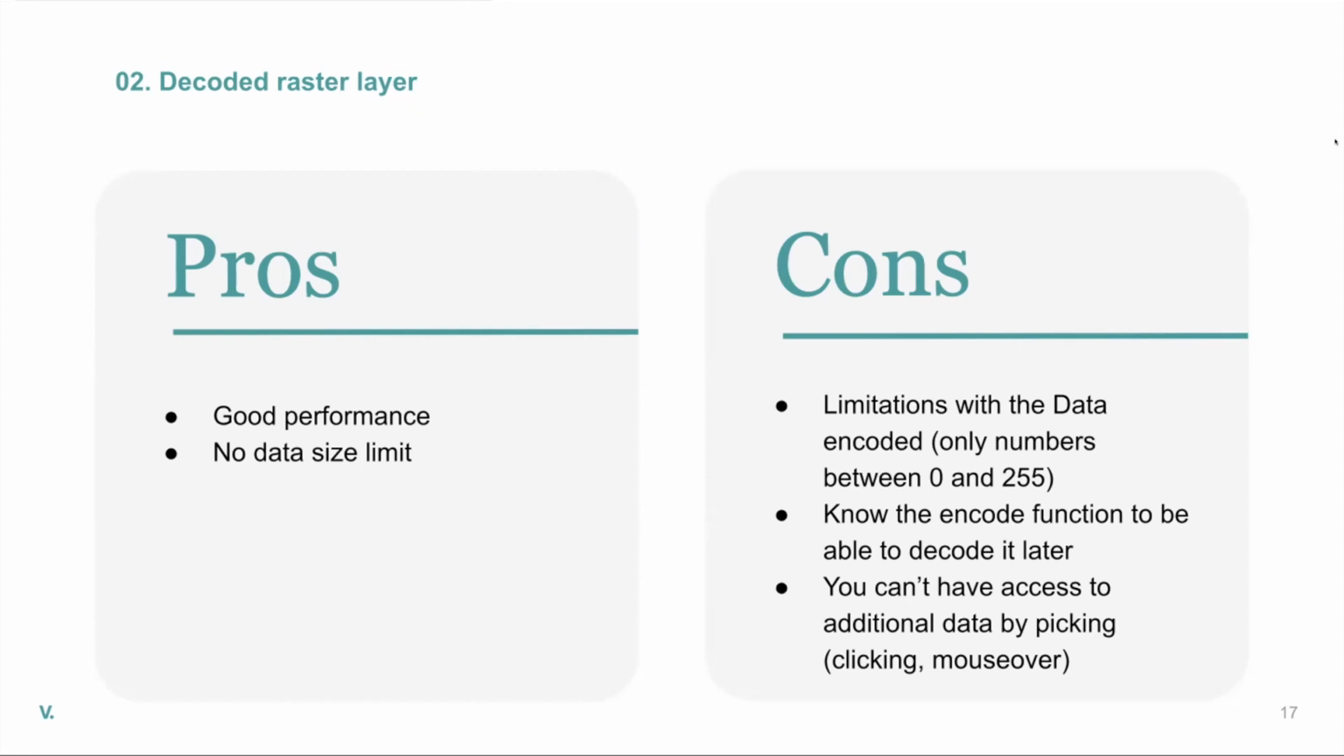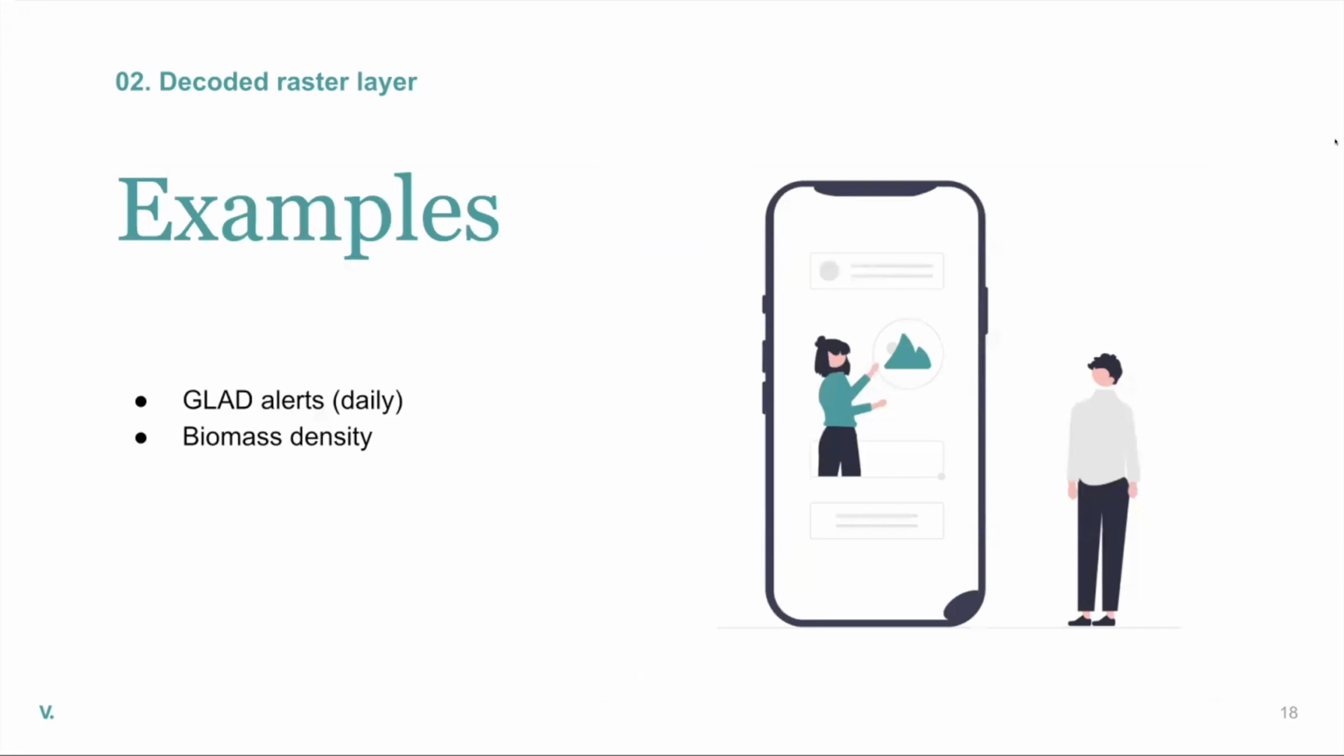And yes, you can have access to additional data by picking, by hovering, by clicking on that layer. It's true that you can make a fetch to another endpoint, and you will find the data that you want. About examples, we have a lot of layers using this technique. Not all of them are animated, but GLAD Alerts is a daily decode raster layer. Biomass density is not animated, but we can use this technique very widely.